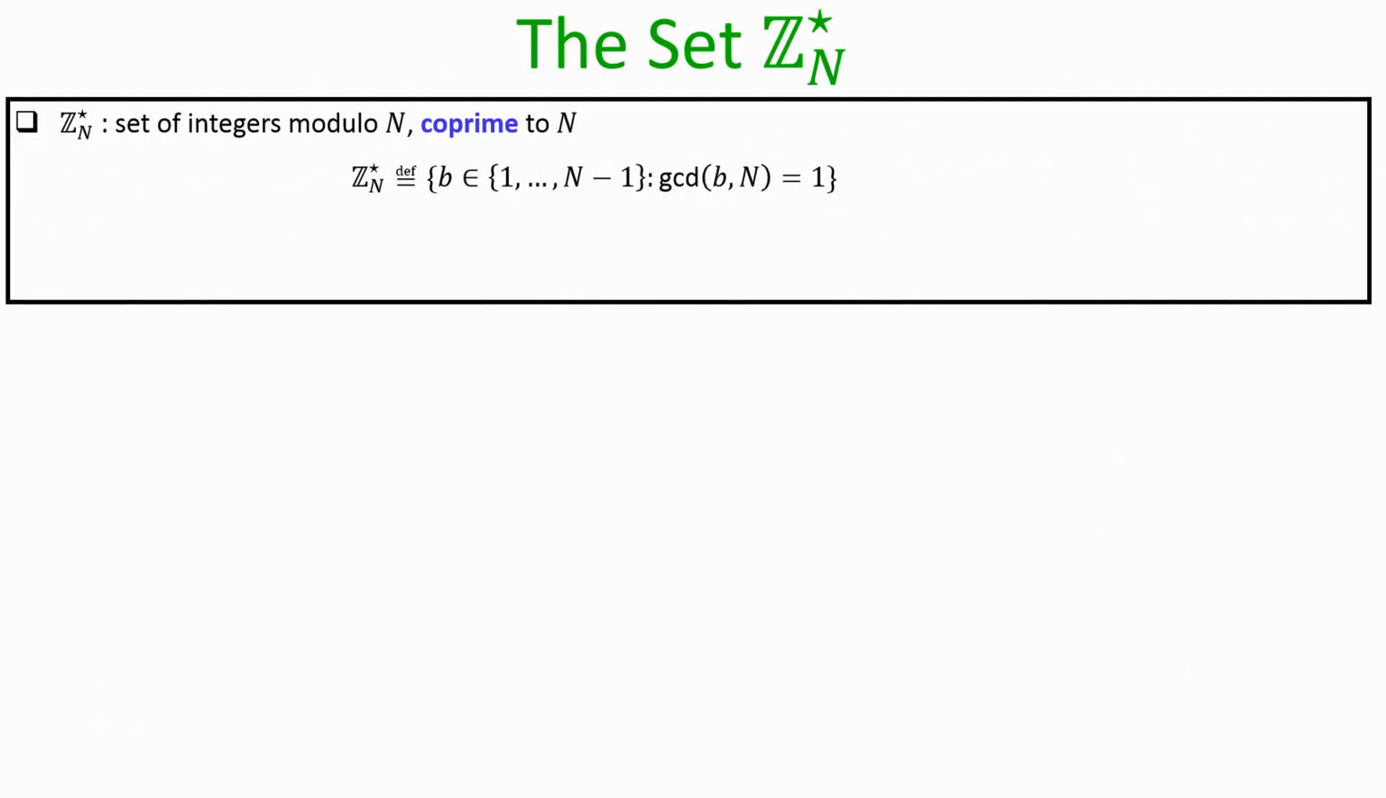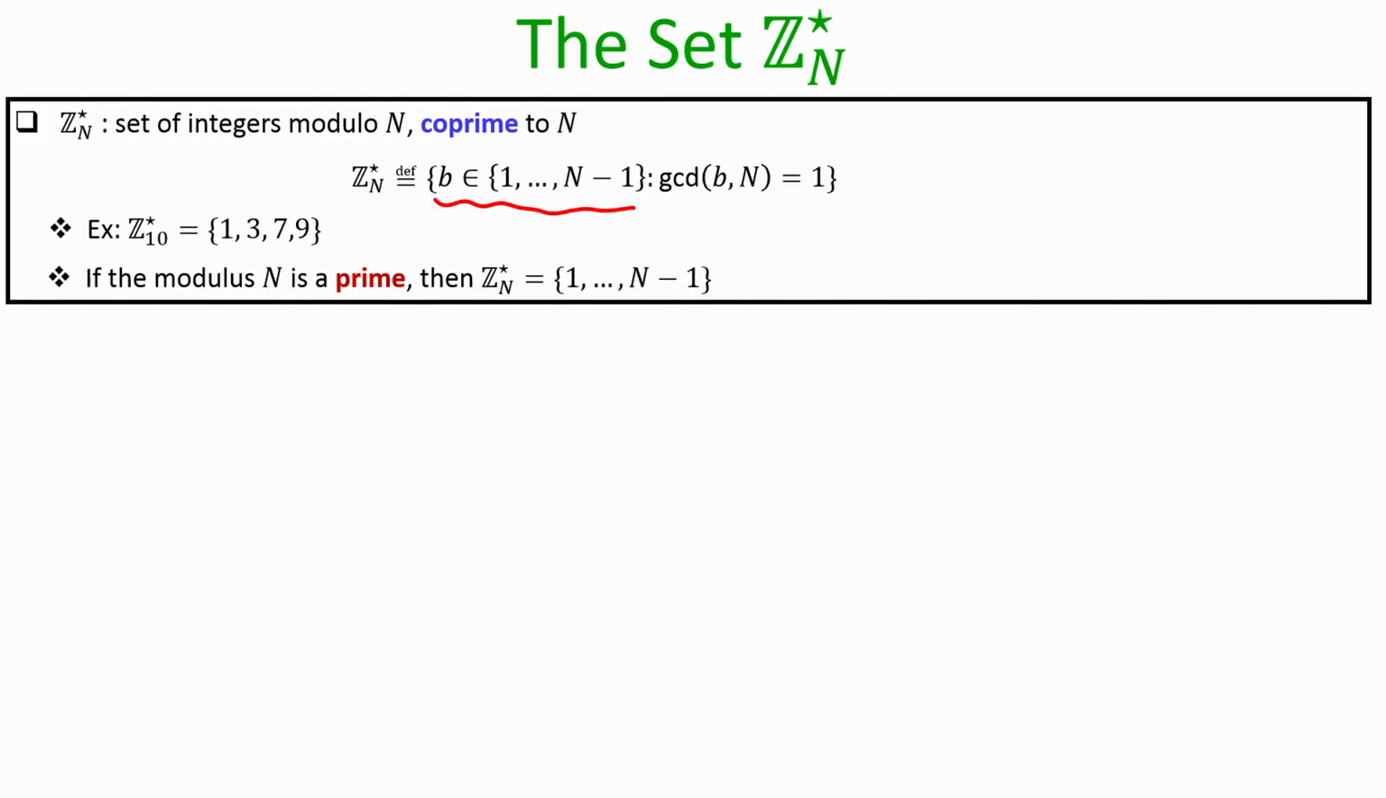To understand the RSA assumption, let us first try to understand the set Zn star. Zn star is basically the set of integers modulo n which are co-prime to the modulus n, namely Zn star is the collection of all elements little b in the range 1 to n minus 1 such that b is co-prime to the modulus n, namely their GCD is 1. For example, the set Z10 star is nothing but the elements 1, 3, 7, 9, because all these elements are co-prime to the modulus 10. And it is easy to see that if my modulus n is prime, then the set Zn star consists of all the elements 1 to n minus 1.